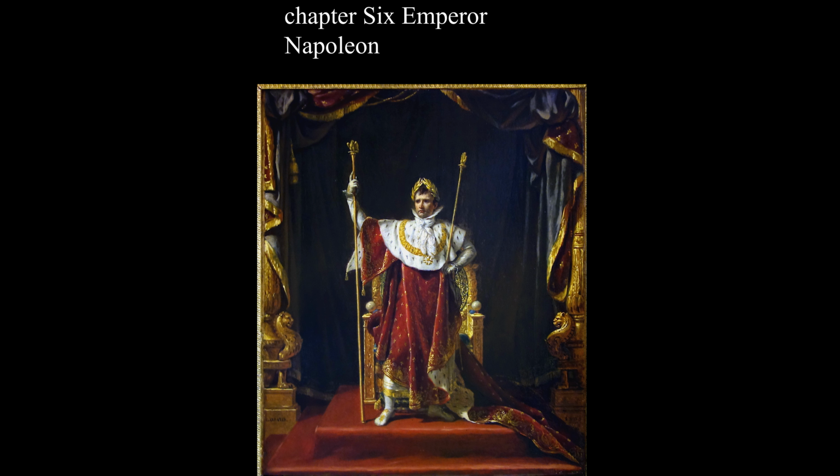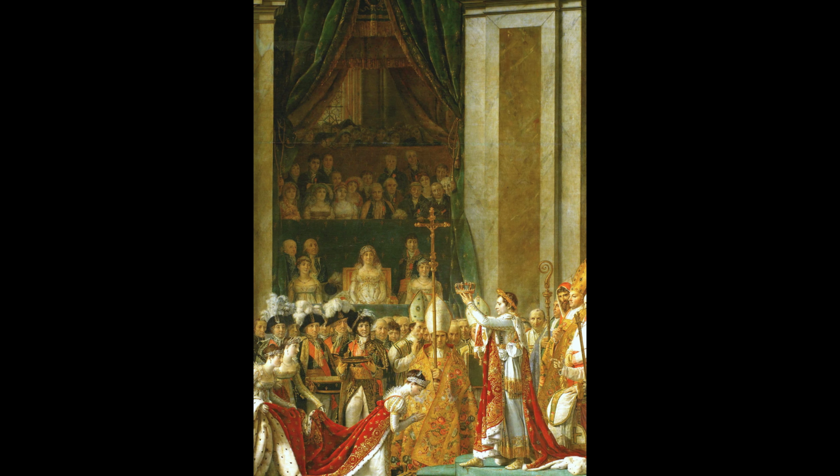Chapter 6. Emperor Napoleon. The Coronation of Napoleon by Jean-Louis David. What can I say about this piece? Well, I can say quite a lot, as I have written an entire essay on this one piece alone, but to not recap too much, the light shines on Napoleon as he puts the crown on his own head, as the Pope can do nothing but watch.